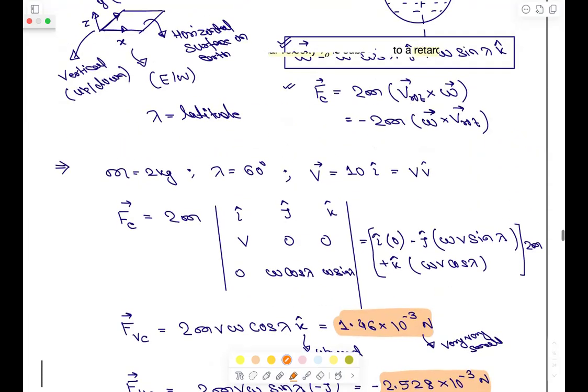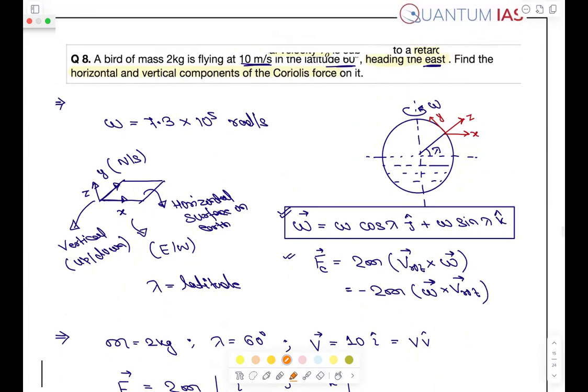So this is what we can understand from this question. It is a very easy question, but it plays a major role. If you are able to write the velocity in this format and omega in this format, it will be really very helpful in solving all the questions of the Coriolis force.